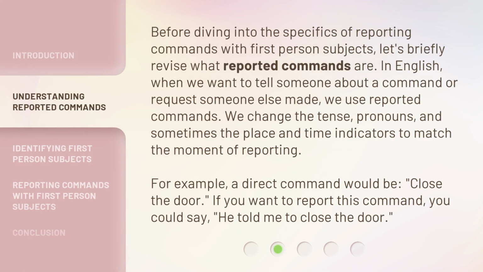Before diving into the specifics of reporting commands with first-person subjects, let's briefly revise what reported commands are. In English, when we want to tell someone about a command or request someone else made, we use reported commands. We change the tense, pronouns, and sometimes the place and time indicators to match the moment of reporting. For example, a direct command would be, "Close the door." If you want to report this command, you could say, "He told me to close the door."